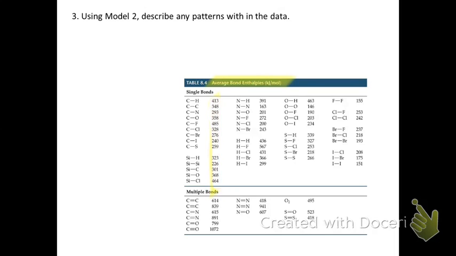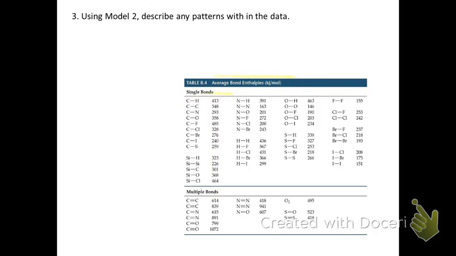So for instance, if you look at a C-H bond right there, it requires 413 kilojoules per mole of energy per mole of chemical bond in the gaseous state to break it. Alright, and so that's pretty much how you use that table.